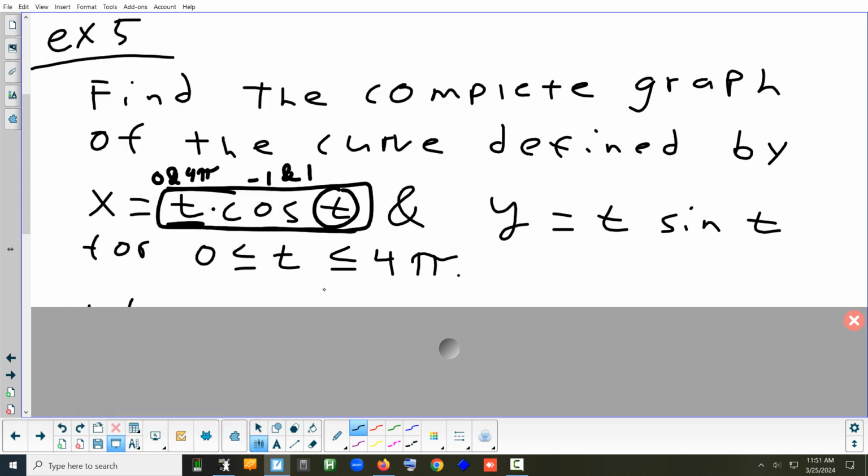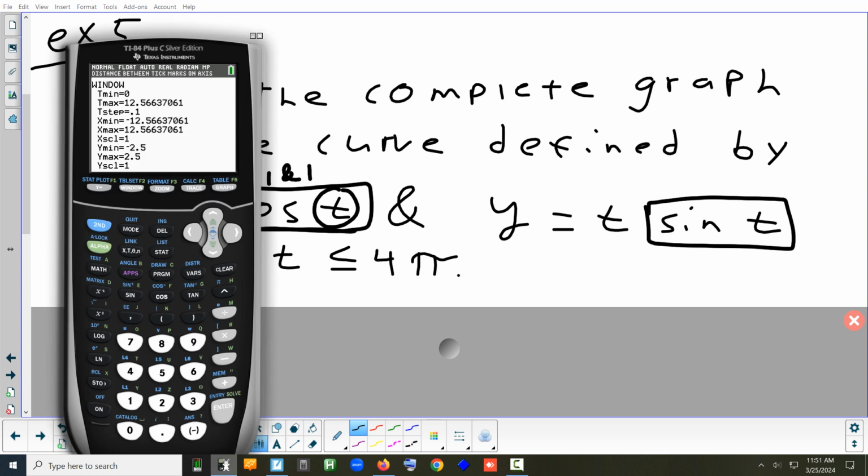Now, do the same reasoning for y. What is sine always between? The same, negative 1 and 1. And t is still between 0 and 4 pi. So what's the smallest and largest y value you could get? It's the same thing. Yep. So we could hit negative 4 pi and positive 4 pi.